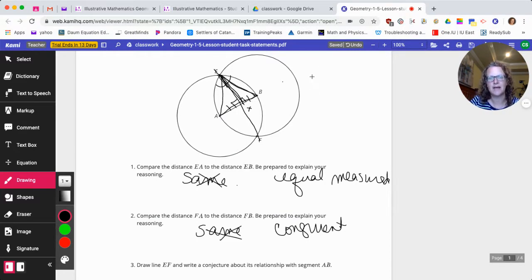So we know that EF is a perpendicular bisector of AB. And that just means segment EF. So what I wrote, I'll say out loud. Segment EF is a perpendicular bisector of segment AB. Okay, that's what we're learning today.